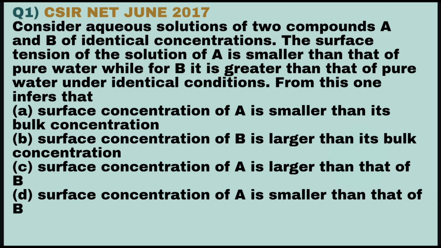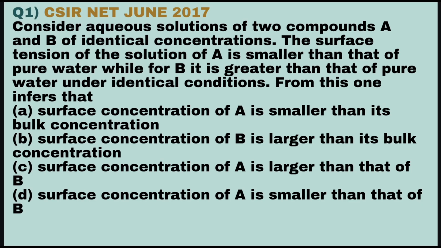Question 1. This is asked in CSIR NET June 2017. Consider aqueous solutions of two compounds A and B of identical concentrations. The surface tension of the solution of A is smaller than that of pure water, while for B it is greater than that of pure water under identical conditions. From this, one infers that, four options given.